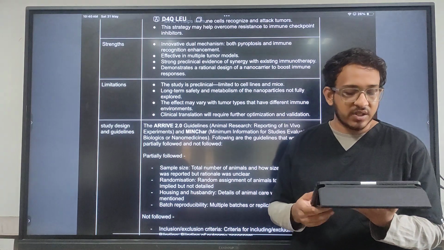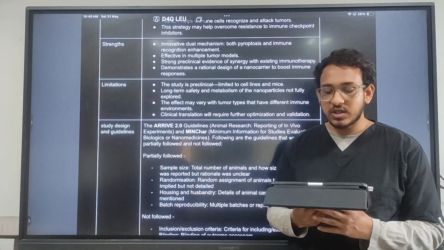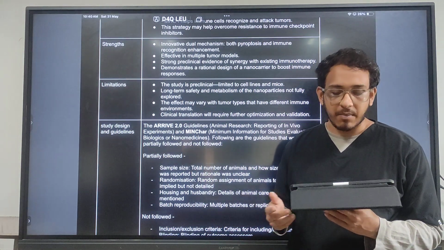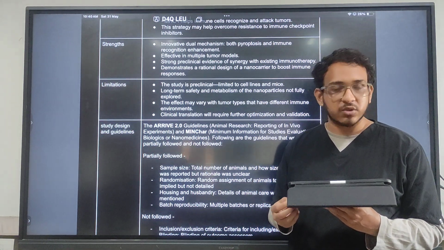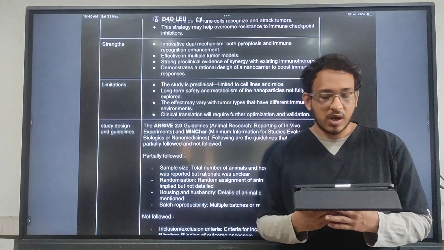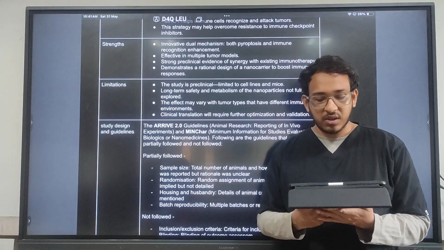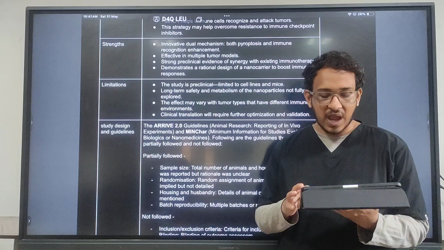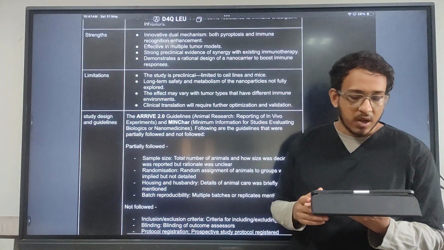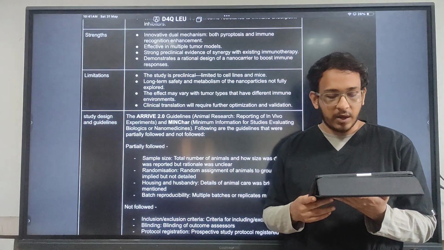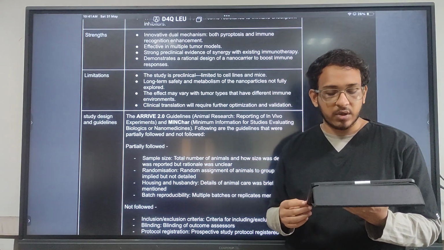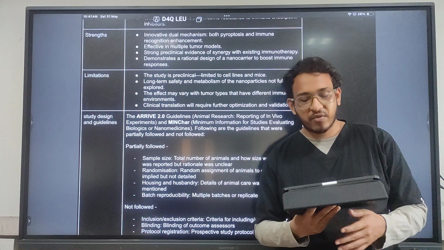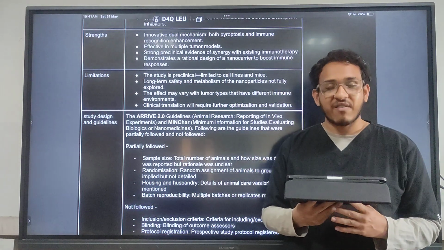The limitations of the study: it was a preclinical study limited to cell lines and mice. The long-term safety and metabolism of the nanoparticles were not fully explored. The effect may vary with tumor types that may have a different immune response in the environment. Also, clinical translation will require further optimization and validation.